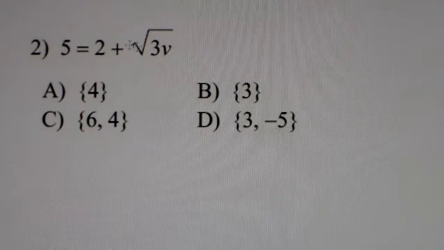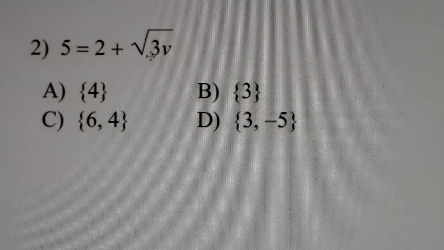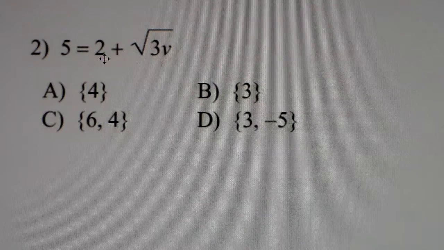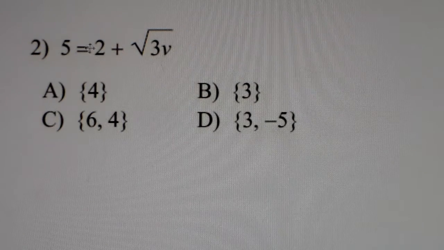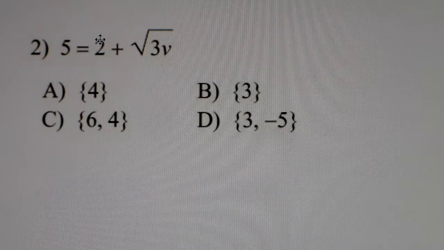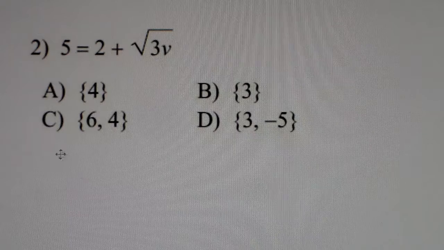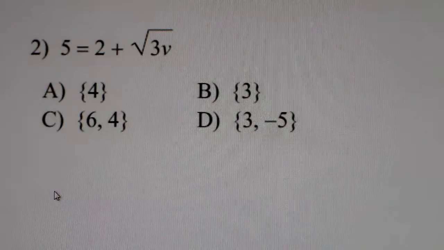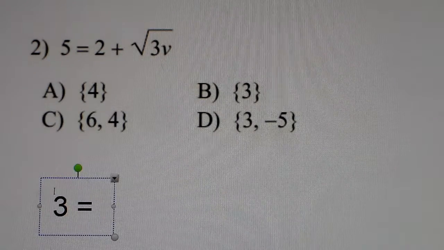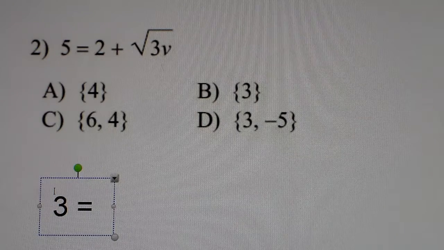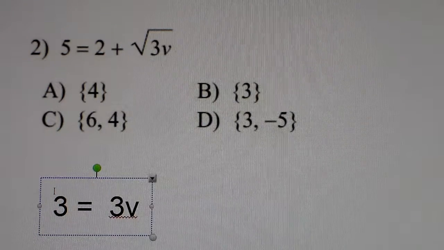Let's try the next one. Problem number 2. We have 5 equals 2 plus the square root of 3v. First we move what's outside the radical. There's a positive 2 in front, so we're going to subtract 2 from both sides, and we get 3, because 5 minus 2 is 3. So 3 equals the square root of 3v.